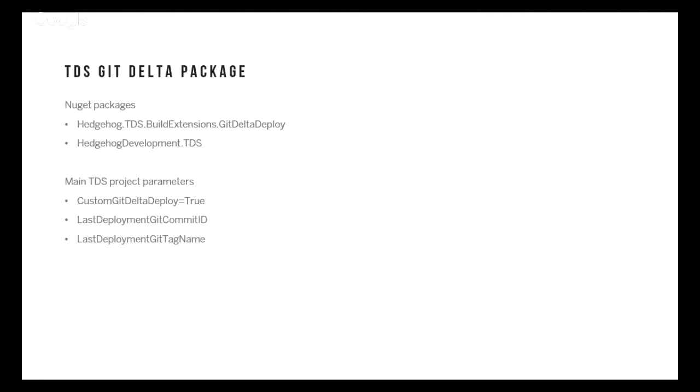If you use the Git Delta package, you need to specify the custom Git Delta deploy to true. As you probably noticed, that's the Git commit ID that I use. There's also an option to use Git tag name. So for example, if every release, every deployment, you tag your Git with version 150, and then you just increment that version number every time you do a deployment, it will find that Git tag name for you and create the Delta package as well. There's a lot of smart ways you can implement this depending on how you want to approach this. So I'm going to do a little demo.